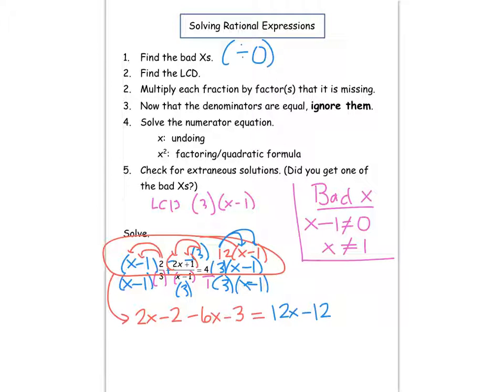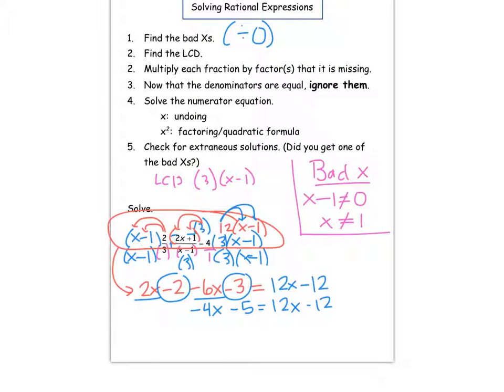So I have a lot of like terms to combine. I have to put the 2x minus 6x and get negative 4x. And my negative 2 and negative 3 make negative 5. Still equals 12x minus 12. To put the x's together, I could either add the 4x like I'm going to do, or I could have subtracted the 12x. So negative 5x equals 16x minus 12.